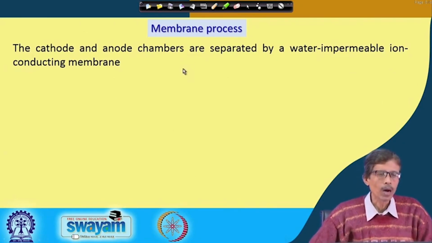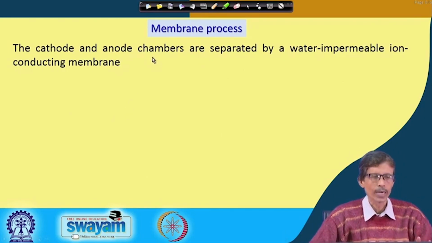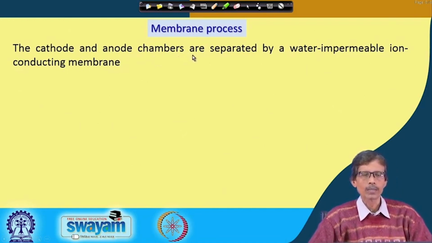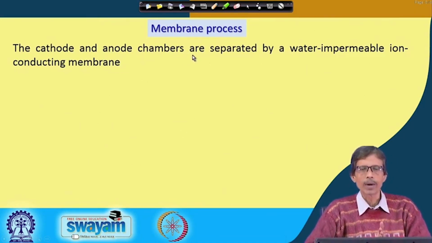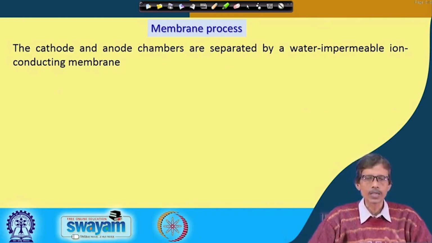So, you now have two chambers, the cathode and the anode chambers, which will be separated by a water permeable ion conducting membrane. You should now know the typical definition of these. That means, as I told you, it is a semi permeable one. So, what is the semi permeability of that particular material?